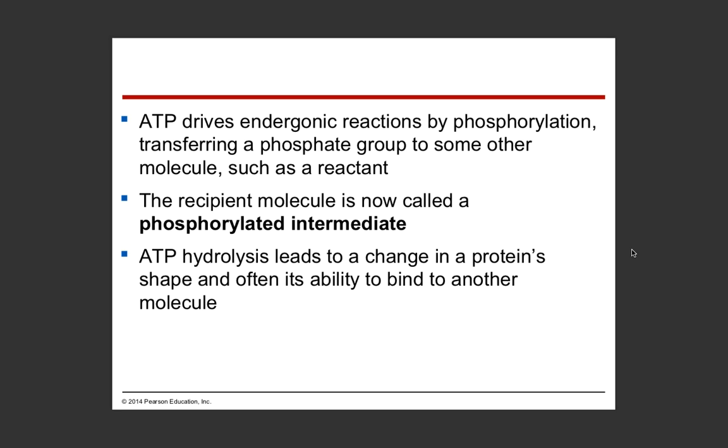Well, this makes sense because it's been changed and it is not yet a product. It is an intermediate. And it is phosphorylated because we have just slapped a phosphate group onto it. So that's aptly named.